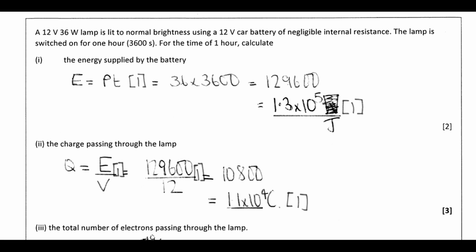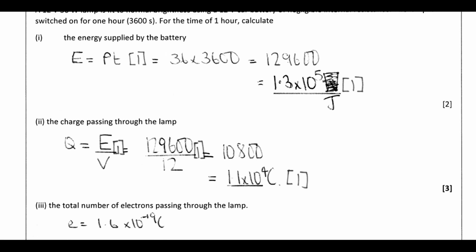First off, we need the equation. We've got the power because it's given to us in watts, and we've got the time, so we can use the energy equals power times time equation. Substitute your values. In this case, you get this answer here, and 36 is a two significant figure number, so two significant figures would be appropriate for the answer.